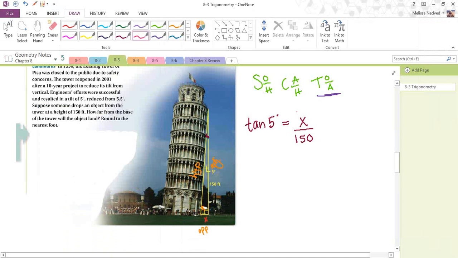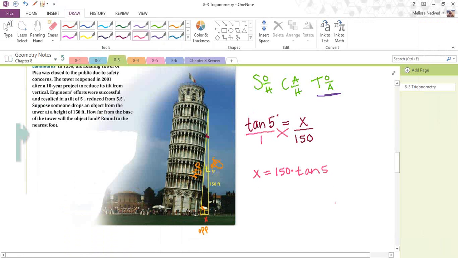So now let's say, hey, I want to solve this for X. To do that, I'm going to take tangent of 5 and make it a fraction by putting it over 1. Anything can be a fraction, you just put it over 1. And now in order to solve for X, I'm going to use what we've been doing in the past chapter and cross multiply. So 1 times X is just X, equal to 150 times tangent of 5.